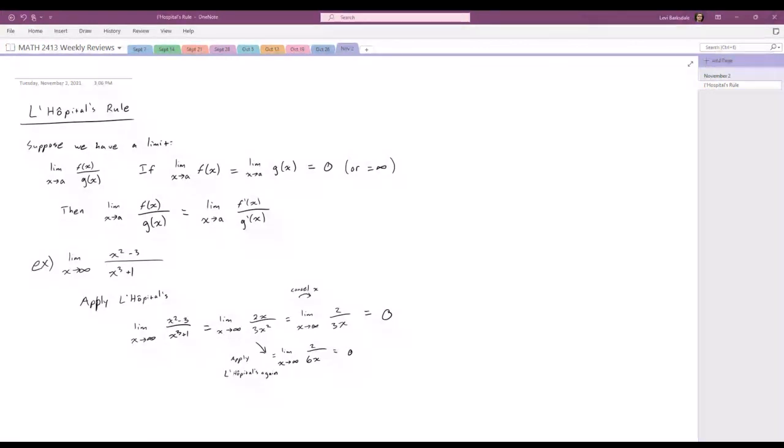In my opinion, L'Hopital's is really easy just because it's a derivative. Derivatives are pretty straightforward to calculate. So that's why a lot of your homeworks earlier in the semester said, solve this limit, do not use L'Hopital's, because it made it really easy. Makes sense.